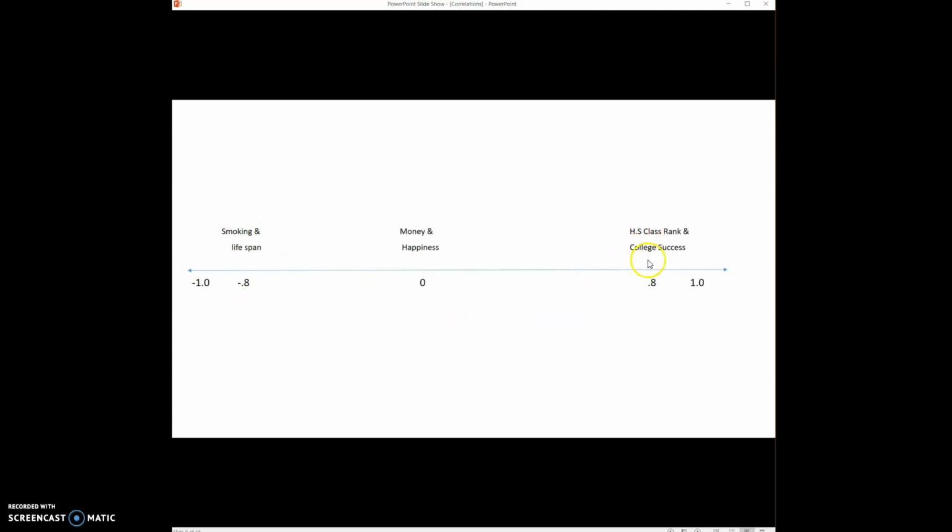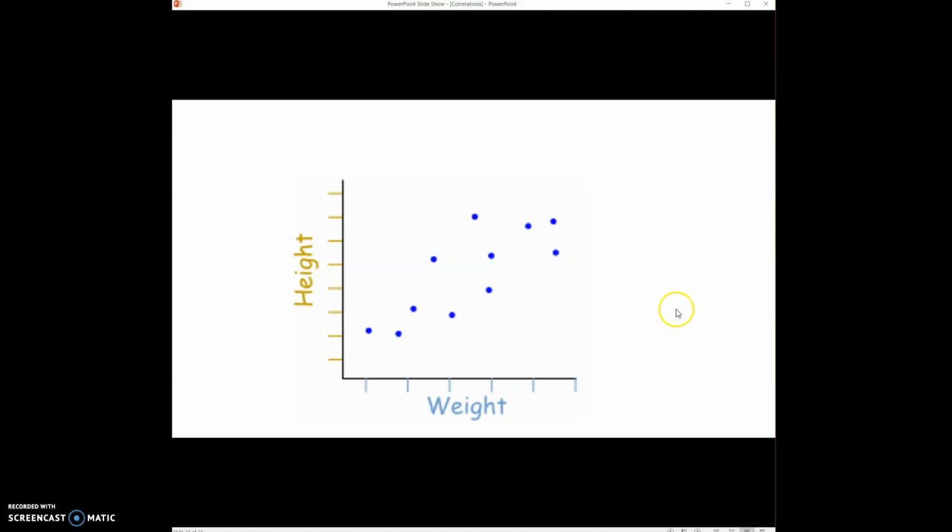High school rank and college success tend to have a positive correlation. The higher you are in your class rank in high school, the more likely you are to be successful in college. And we probably think that one doesn't have anything to do with the other. Of course, you try having that one and see how well this works out. But in theory, that's the way that's supposed to be. So what do these look like?